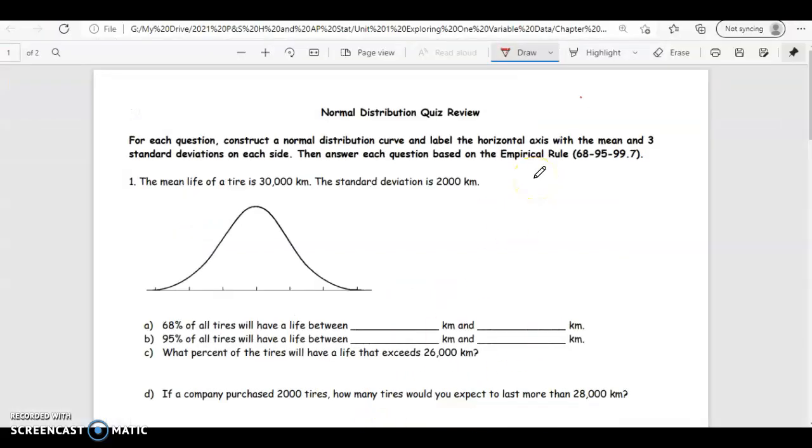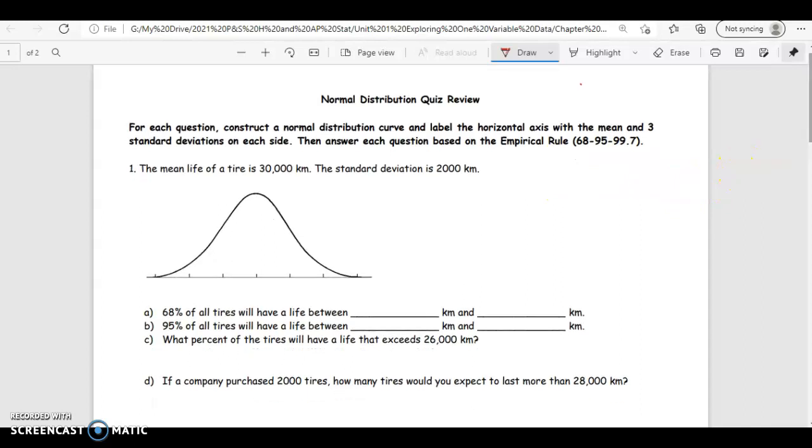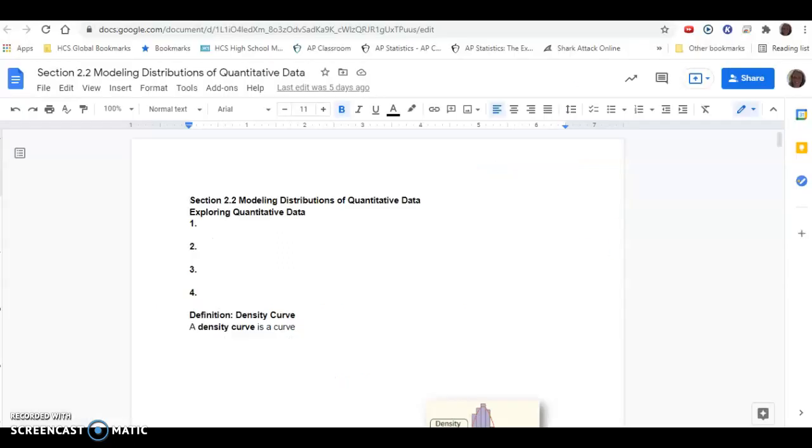So here's a quiz review that we're doing in class today. If you're not, you can do it at home. Now, first thing to notice on questions 1 and 2, you want to answer them based on empirical rule. So empirical rule, I'll go back to the guided notes when we talked about empirical rule, whether you're in class or not.